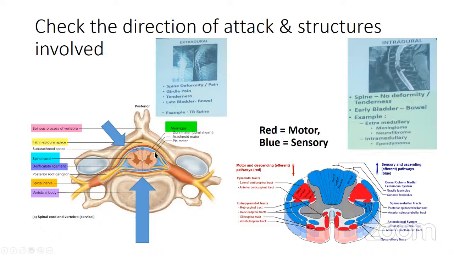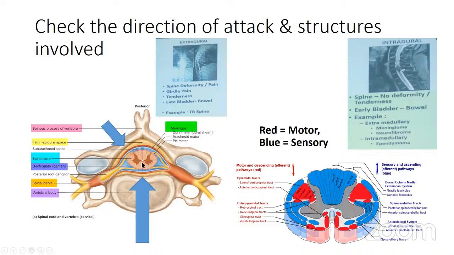But the basic difference between intradural and extradural is this: extradural is coming from the front, and that is more fast, followed by bladder involvement in a very gradual manner. Whereas if it is coming from the back, especially in a neoplasm, that will involve the bladder and bowel fast, or sensory and motor, followed by the weakness.